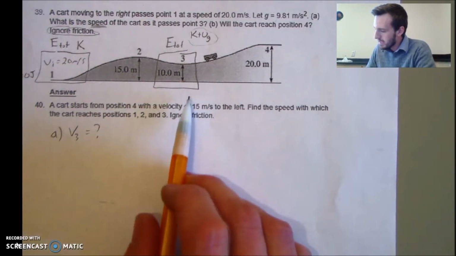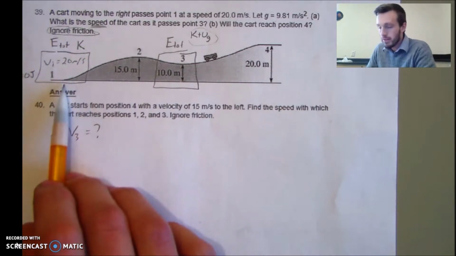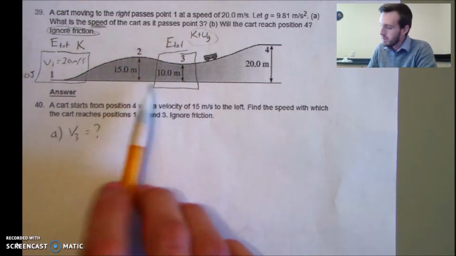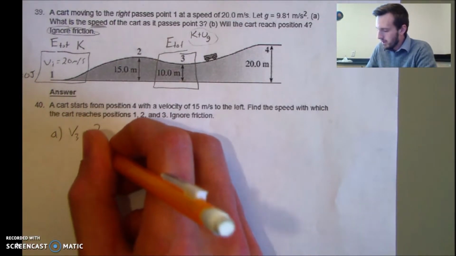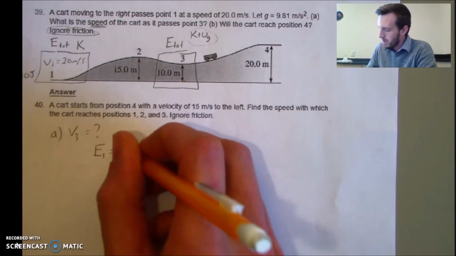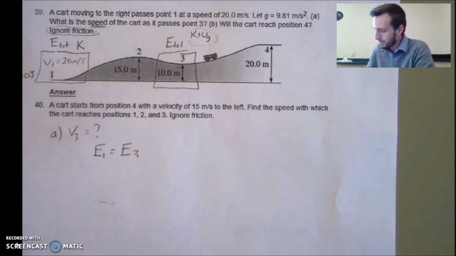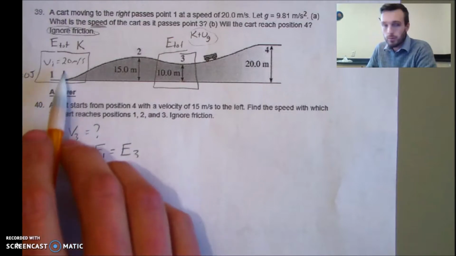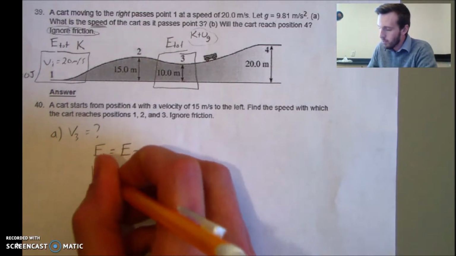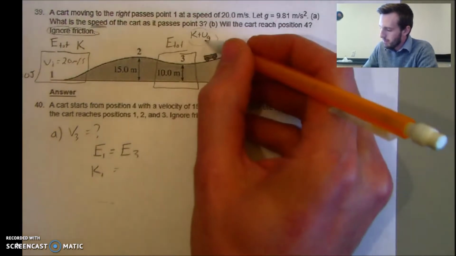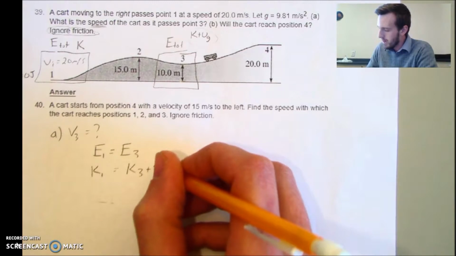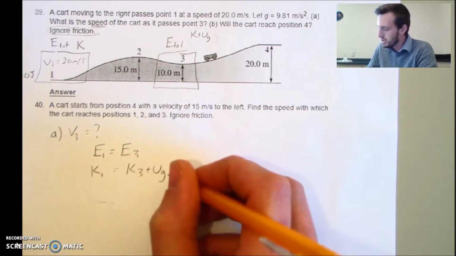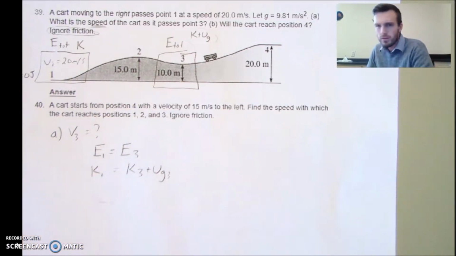Given that the total energy at point 3 is equal to the total energy at point 1, we can set up an equation. All the energy at point 1 is equal to all the energy at point 3. We have kinetic energy at point 1, so I'll call it K1. At point 3, as we discussed, we have kinetic energy, K3, and we also have gravitational potential energy, which I'll call UG3. Don't let the subscripts throw you off. It's just a good way to stay organized.